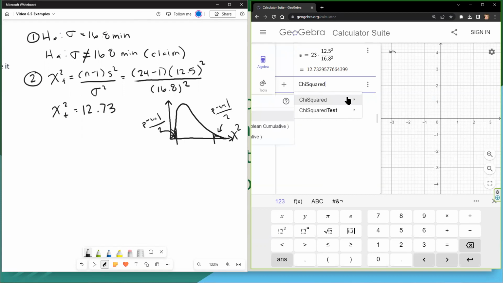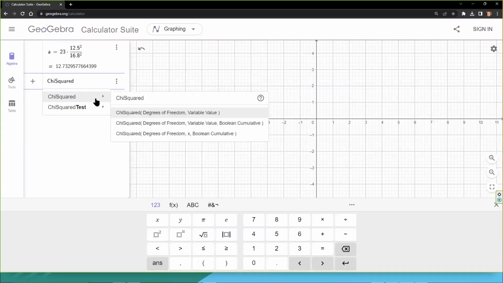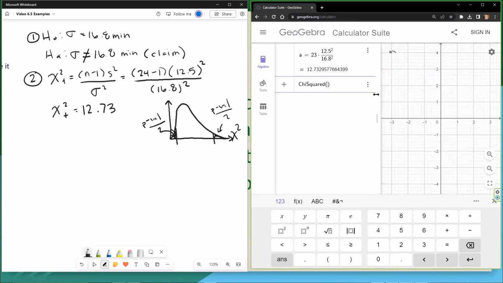pops up directions that we cannot see. So hang on just a second. Degrees of freedom, and then our test statistic. So we know our degrees of freedom is 23, and our test statistic is 12.73. And that's pretty small, but I'm going to check just to make sure. I'm going to do 1 minus chi squared, 23, 12.73, and we can see that it's 95 point something.